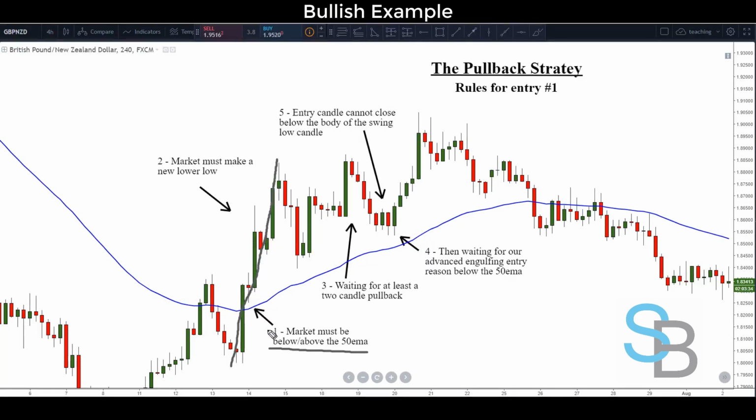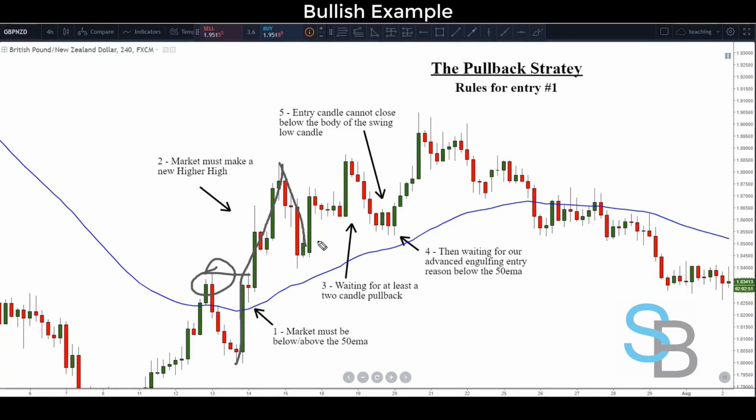The next question we have to ask ourselves after checking that off is, did the market make a new higher high? And I actually need to change that. Sorry about that, guys. And the answer to that question, of course, is yes as well. We did break above the 50 EMA and we made a new higher high than the previous high. The next question we have to ask ourselves is, did we get a 2 candle pullback? The answer to that is yes. The next question, did we get a valid advanced engulfing entry?